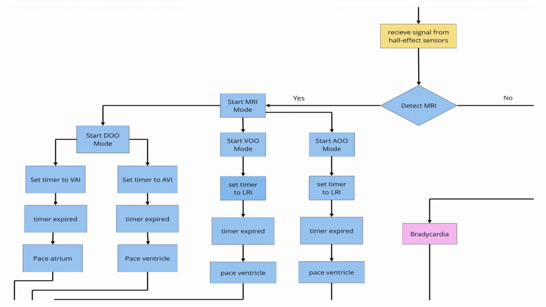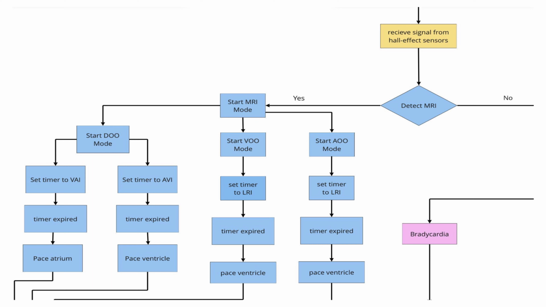Another function for safety of our device is MRI mode. The magnetic field from MRI can cause oversensing and undersensing, which can be harmful to the patient. The MRI mode works by detecting the magnetic field using a Hall effect sensor that will send the digital output to the program. If the device can detect the presence of a magnetic field, it will turn into MRI mode, which can be programmed to be DOO, VOO, or AOO mode.